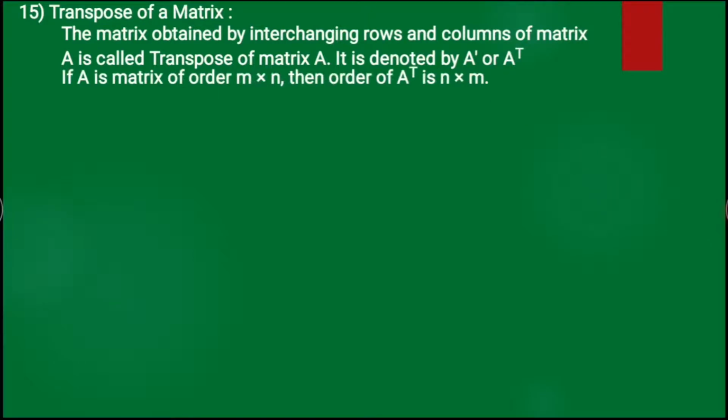So see the order change. If A is a matrix of order m by n, then order of A transpose is n by m. So here m is number of rows, n is number of columns. Then after transposing, this n becomes number of rows and m becomes number of columns for the transpose matrix.